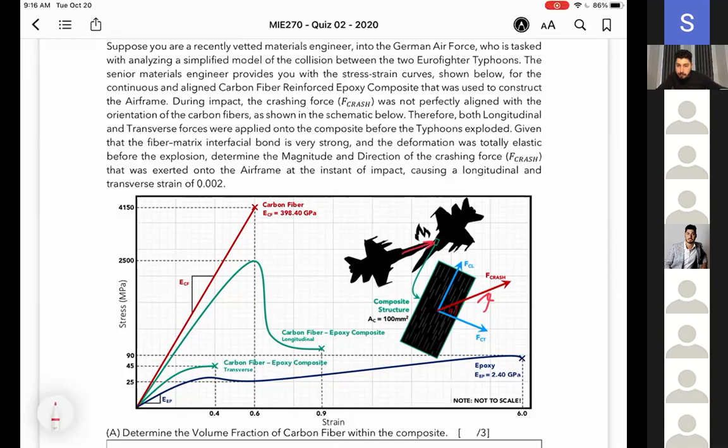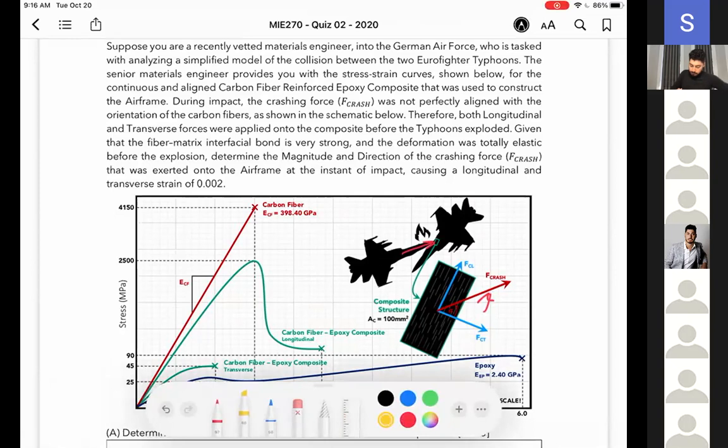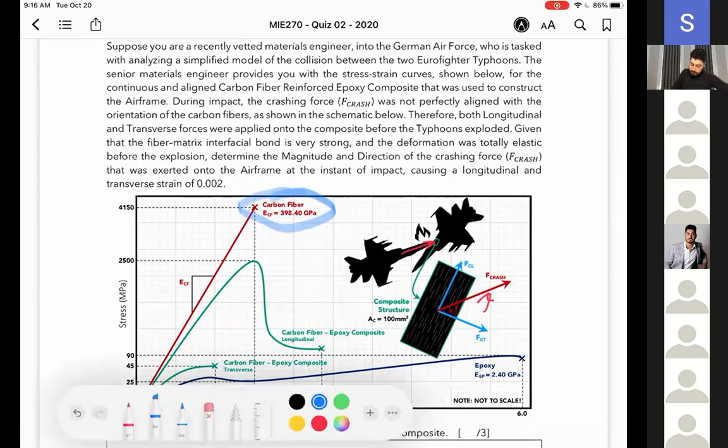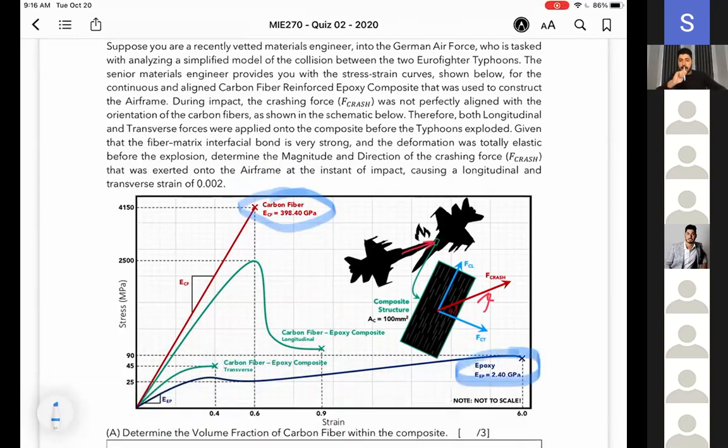Are all these curves different composites? No, they are all the same composite. Let me see if I can just highlight it. This one right here is your carbon fiber. That's the stress strain curve for your carbon fiber, the reinforcement alone. The one down here is your epoxy resin by itself. And then these two here are your composites. They're the exact same composite. The only difference is one of them is experiencing a longitudinal force and the other one is experiencing a transverse force. Is that clear?